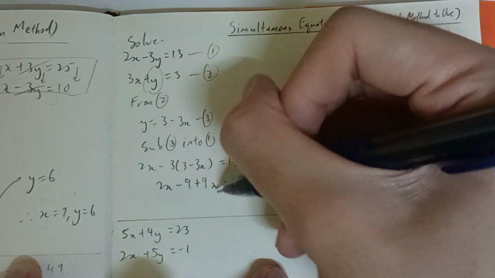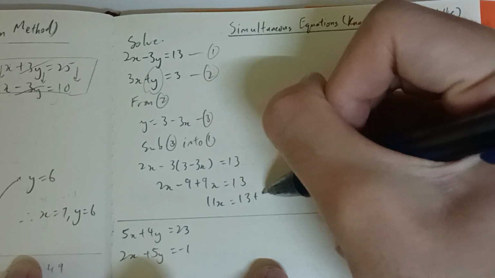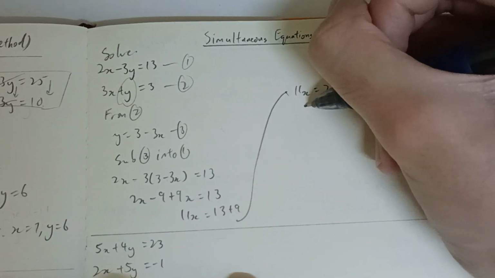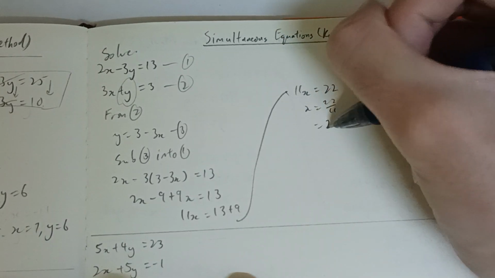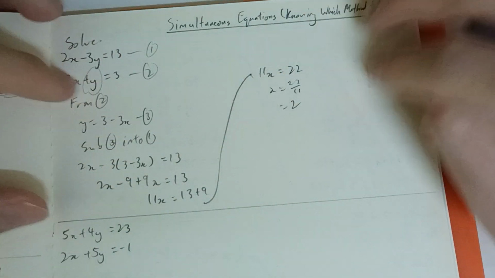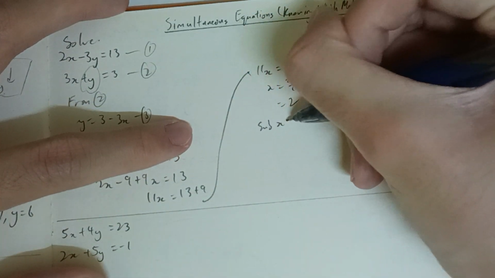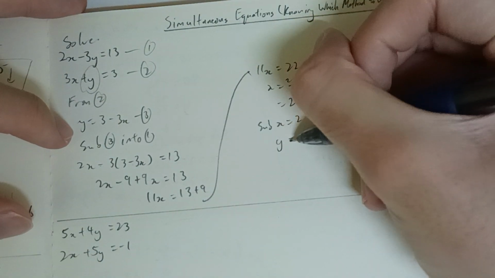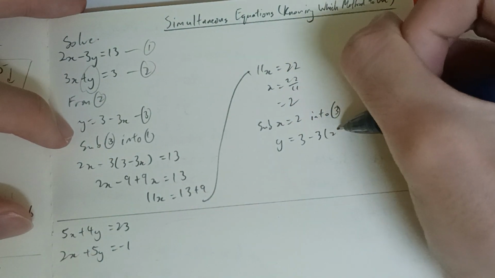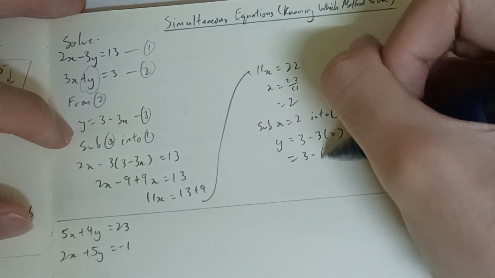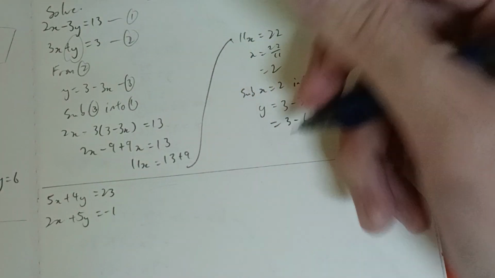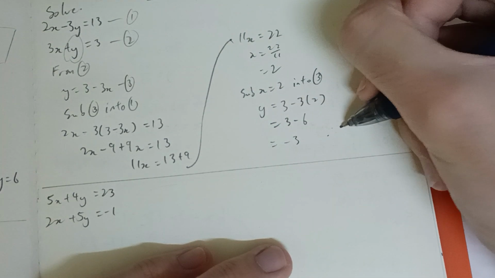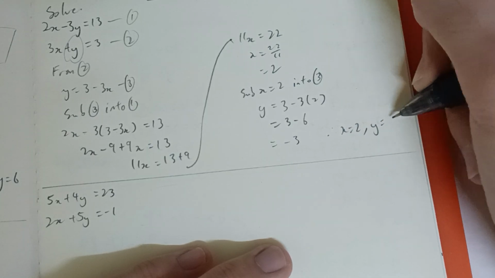Then 11x equals 13 plus 9, which is 11x equals 22. x equals 22 over 11 equals 2. So x is 2, so substitute x equals 2 back into equation 3, which is y equals 3 minus 3 bracket 2, 3 minus 6. Then y is now equal to negative 3. So therefore, x equals 2, y equals negative 3.